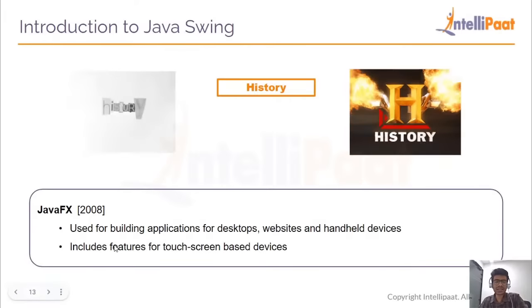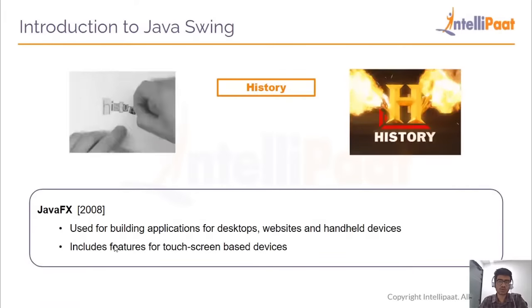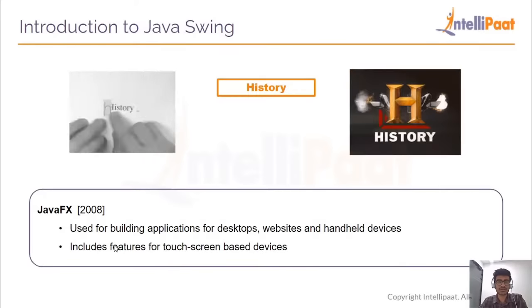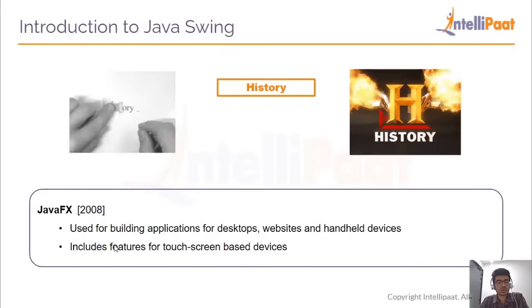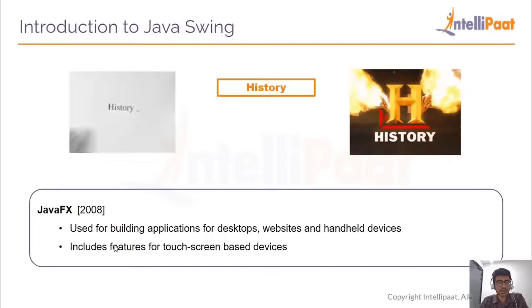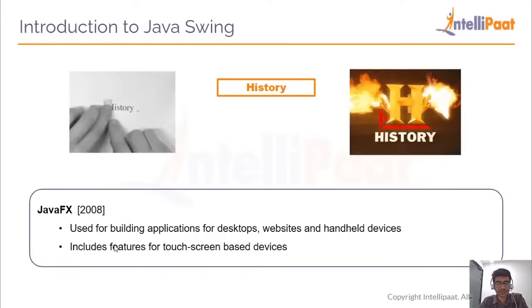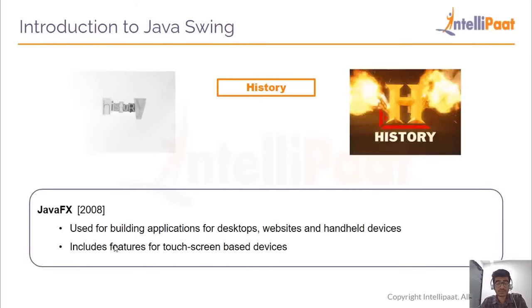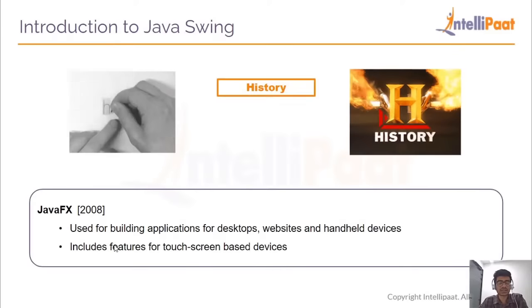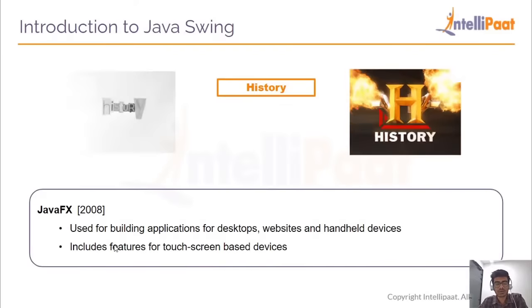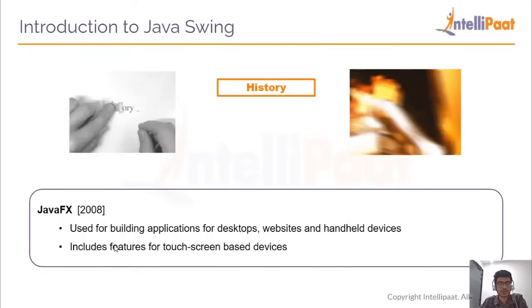So developers needed a framework for mobile handheld devices like mobiles and tablets. You can say JavaFX was the answer given by Oracle to developers. It is used in building applications for desktops, websites, and handheld devices. It also included features for touchscreen based devices. When touchscreen mobiles started coming out, this was the mainly used framework. Apart from that, I think I've covered pretty much everything about the history.